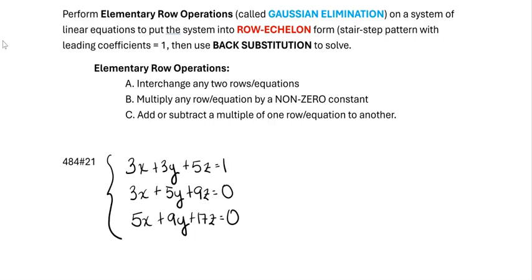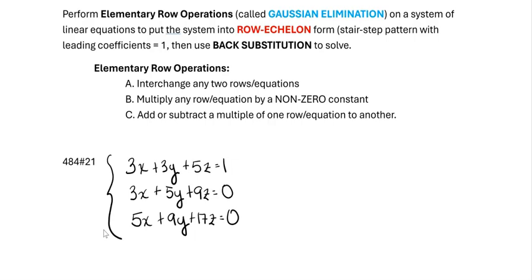You can multiply any row by a non-zero constant. Like if you needed to get rid of the 3 in the middle row, you could multiply everything by a third, and you would get rid of that 3, and you'd make the leading coefficient 1. We're not going to do that, but you could. Or you could add or subtract a multiple of any one row to any other row to create a new row in its place. We did this in class, but I'm going to do a few more examples here with you just so you can practice.